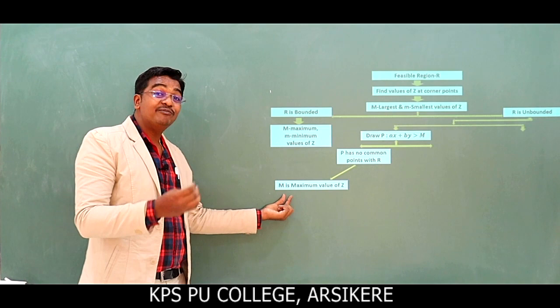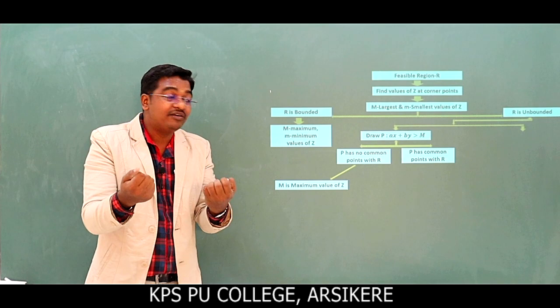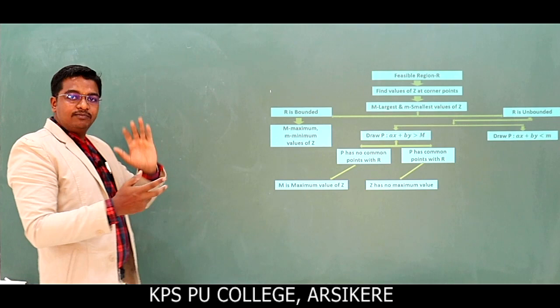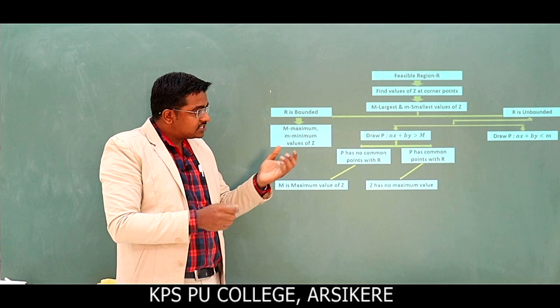Next, suppose P has a common point with R. If the open half plane has a common point with the feasible region, then z has no maximum value; the objective function has no maximum value. Clear? Okay. Next, suppose it is maximum, what about minimum? Again we draw the half plane P such that ax plus by less than m. P denotes the half plane ax plus by less than m.